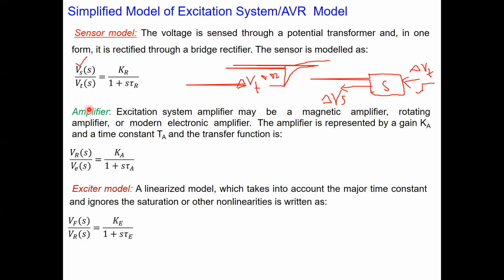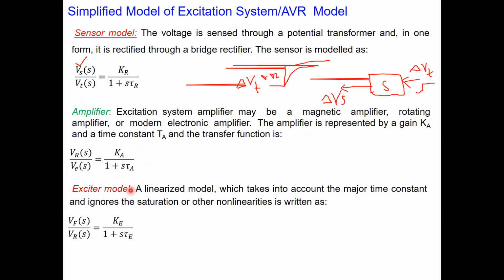This amplifier is now represented with a gain and a time constant, with the input signal to the amplifier and the output voltage of the amplifier. This is how we represent it. This represents the time constant of the amplifier here.